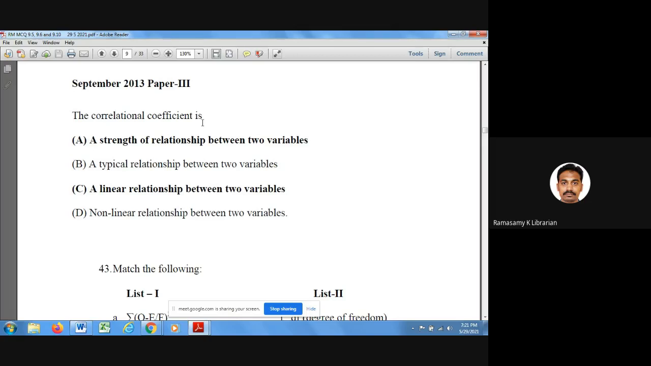That means when one variable is increasing, the other will also increase. When one is decreasing, the other will also decrease. Or when one is increasing, the other will decrease. That is called a linear relationship.